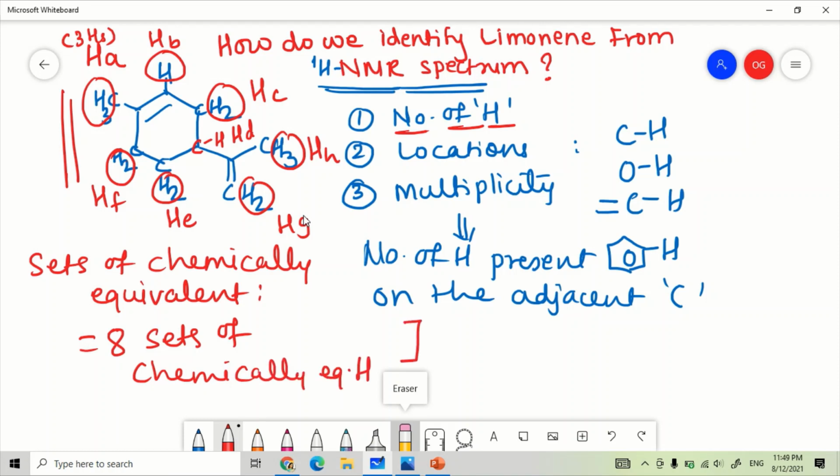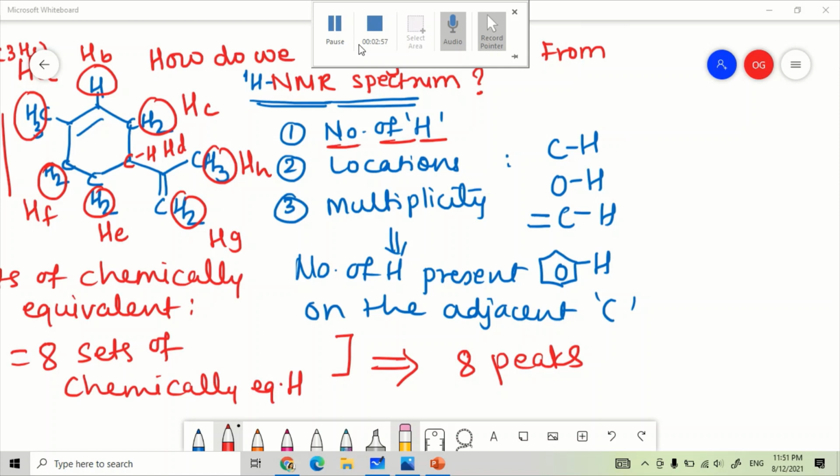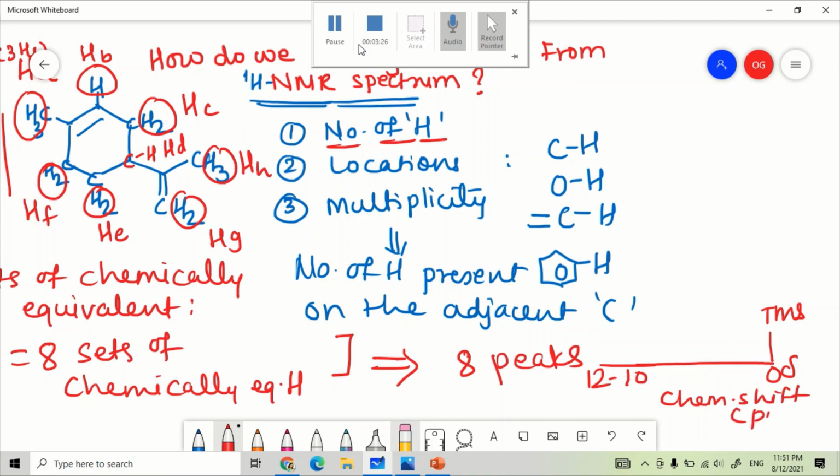That means in the NMR spectrum of this particular compound, limonene, there will be 8 peaks. And how does this NMR spectrum look? On the x-axis it is the delta scale. At 0 delta value there is a peak for TMS. TMS is the internal standard of choice used in NMR analysis, which is tetramethylsilane. The scale goes up to 10 or up to 12, and this x-axis has all the chemical shift values, whose unit is ppm.